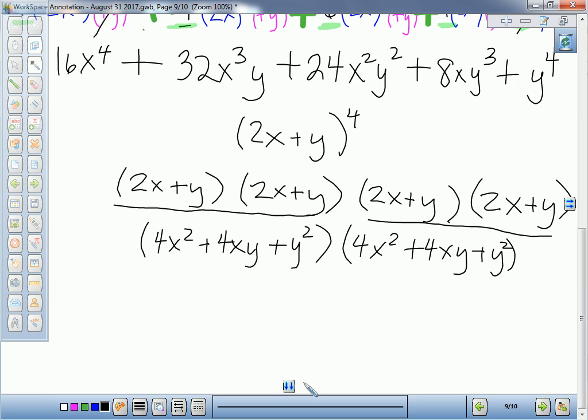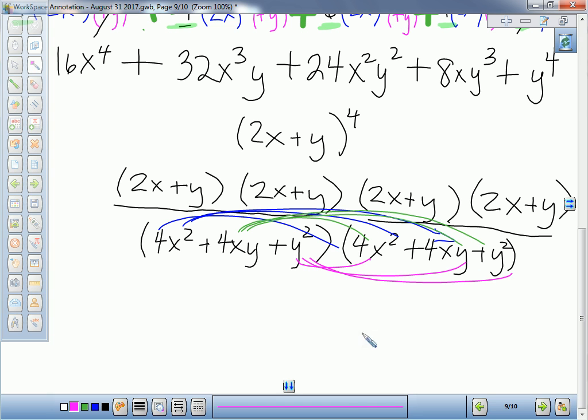And now what do I have to do? Yes, do it again. I have to distribute every single term in this one. And then this one. And then this one. Every single term in the first one has to be distributed through the last one. And then I'd have to add like terms. I mean, I can do it. It's just a pain.